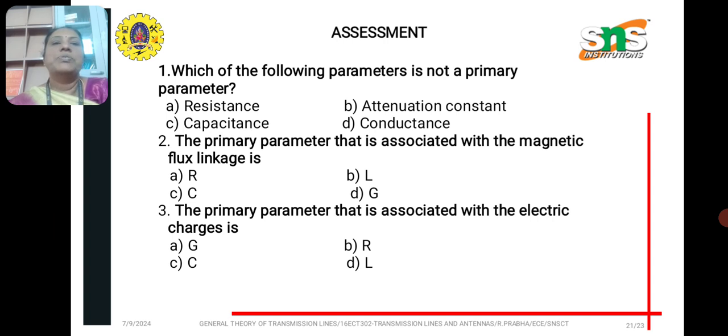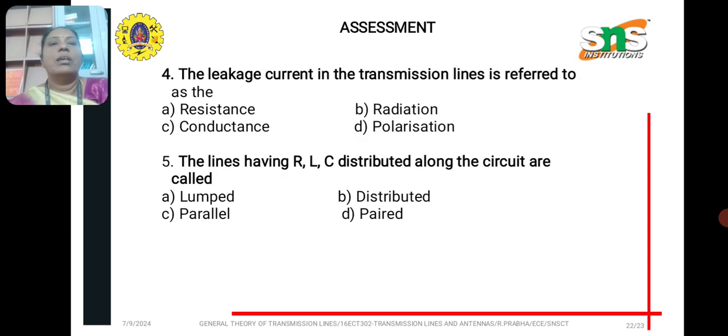So now the assessment: which of the following parameters is not a primary parameter? By inspecting all these parameters, the one that is not a primary parameter is the attenuation constant. The primary parameter associated with the magnetic flux linkages is the inductance. The primary parameter associated with the electric charges is the capacitance C. And the leakage current in the transmission line is referred to as the conductance. And the lines having R, L, C distributed along the circuit are called distributed networks.